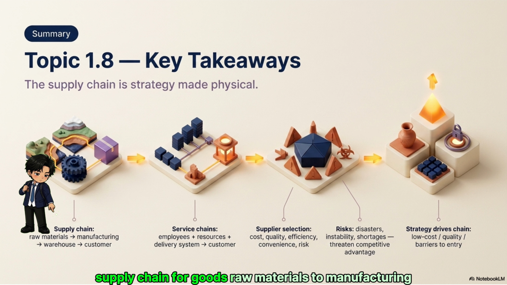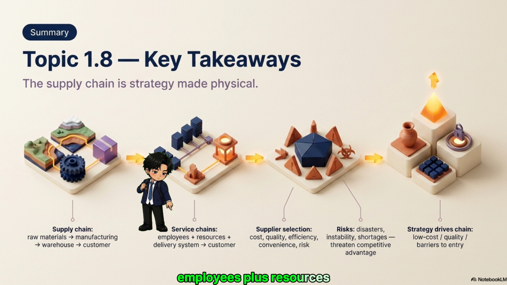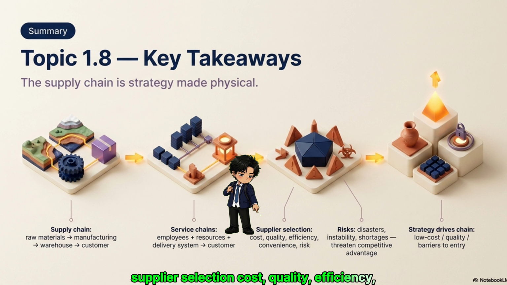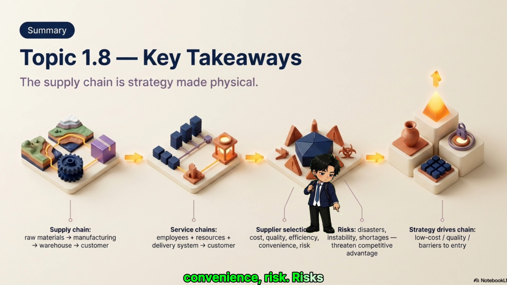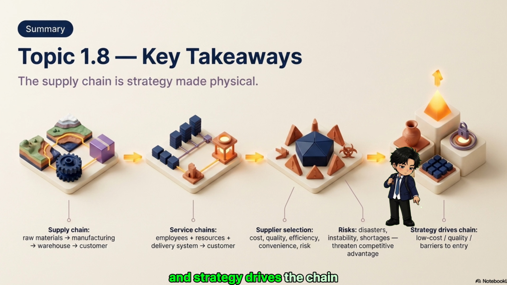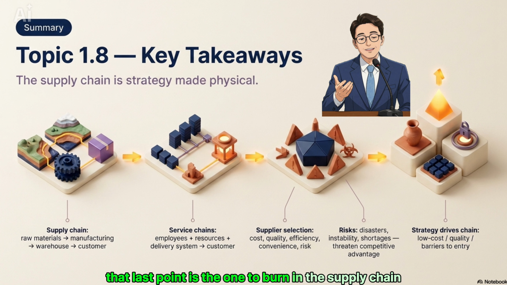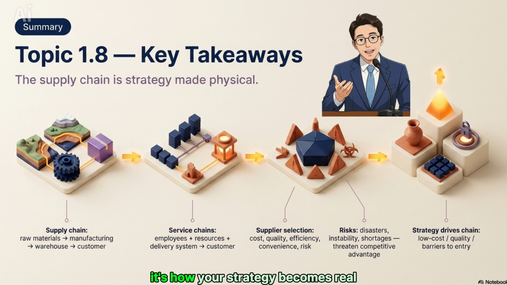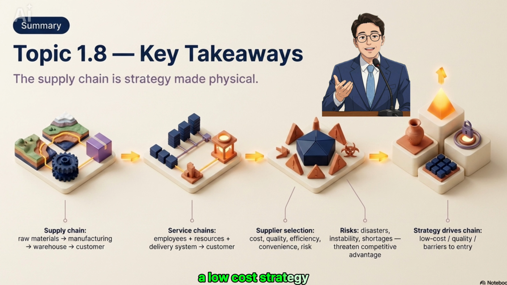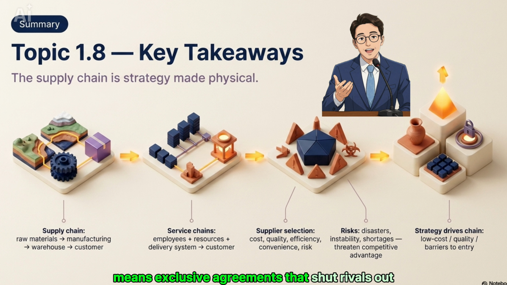Supply chain for goods, raw materials to manufacturing to warehouse to customer. Service chains, employees plus resources plus delivery system to customer. Supplier selection, cost, quality, efficiency, convenience, risk. Risks, disasters, instability, shortages threaten competitive advantage. And strategy drives the chain, low cost, quality, or barriers to entry. That last point is the one to burn in. The supply chain isn't just logistics, it's how your strategy becomes real. A quality strategy means quality suppliers. A low-cost strategy means efficient processes and cheap inputs. A barrier strategy means exclusive agreements that shut rivals out.